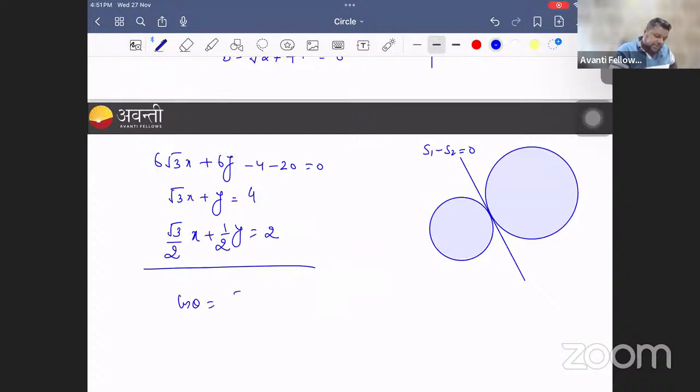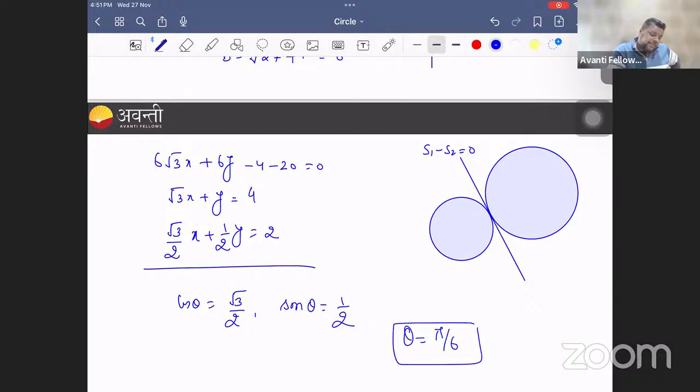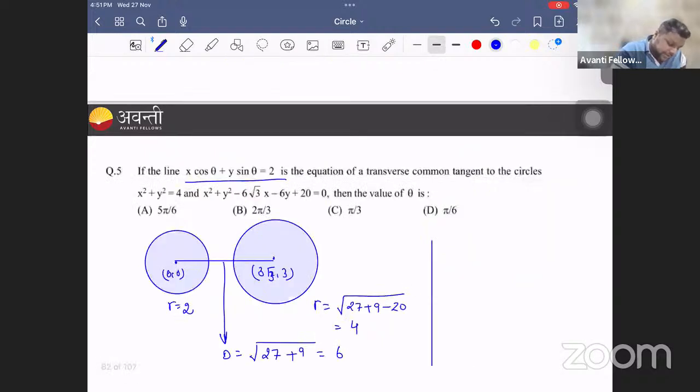Cos theta is root 3 by 2 and sin theta is 1 by 2. So when cos theta is root 3 by 2 and sin theta is 1 by 2, that means your theta is what? Pi by 6. So your theta is Pi by 6. This is going to be your answer. Am I correct?